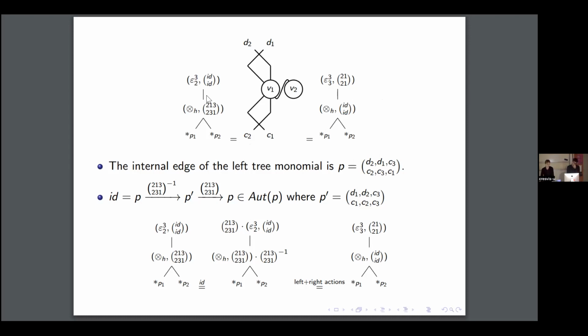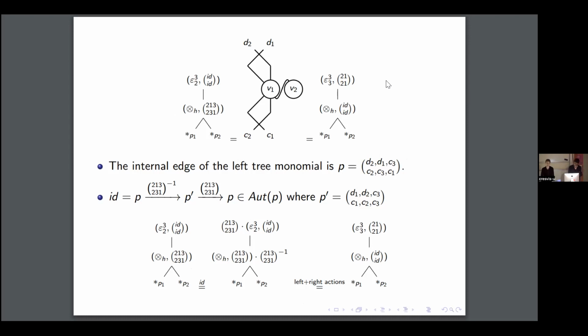The internal edge of this tree on the left has this particular color. An automorphism of P, which is pretty important, is the identity. We can split the identity as a permutation followed by an inverse. And using the equivariance axiom and the left and right compatibility actions, this describes how we can move between this left tree and the right tree. But mechanically, all we've done is use the action of the groupoid to push a permutation which was lower in the tree all the way to the top.